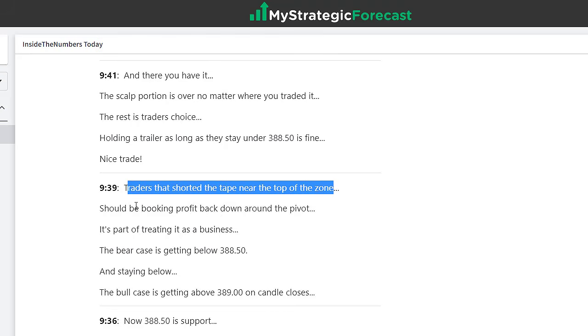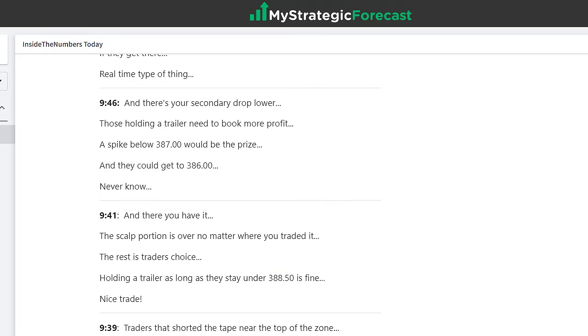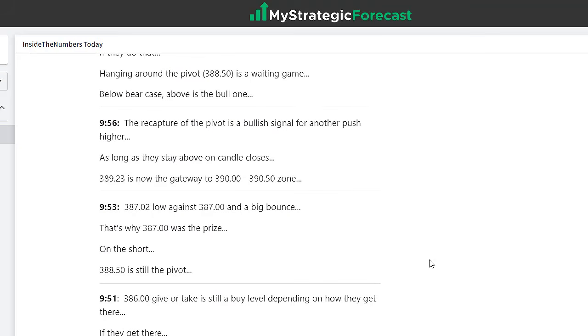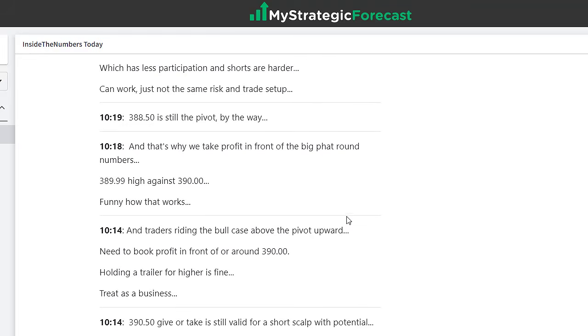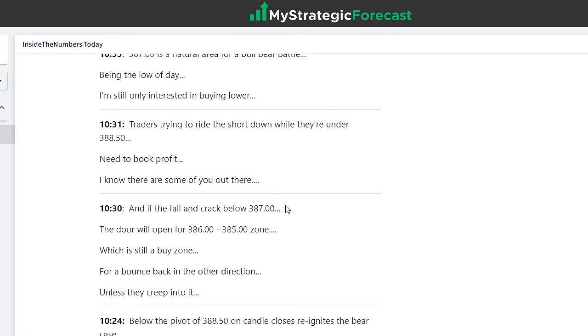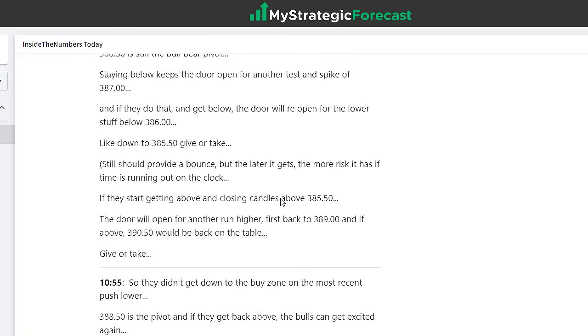We are the tour guide, so traders that shorted the tape near the top of the zone should be booking profit down around the pivot. It's part of treating it as a business. The bear case is getting below 388.50. You saw what happened on the chart, therefore it was laid out in here along the way. What I urge you to do is pause the video, read the notes, and go back to the chart to double check the work. We were looking for another trade down lower to buy. They didn't get there. However, we're aware of the pivot, so traders can certainly trade around the pivot.